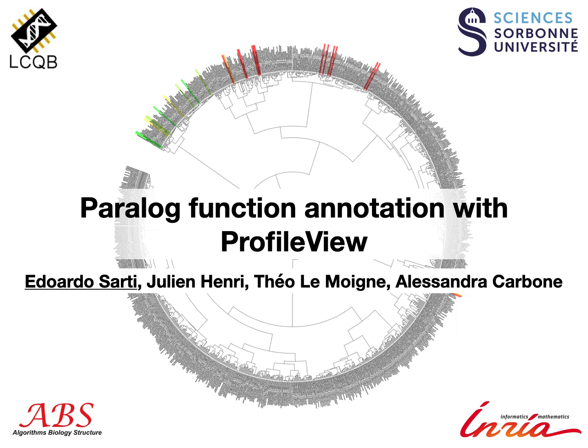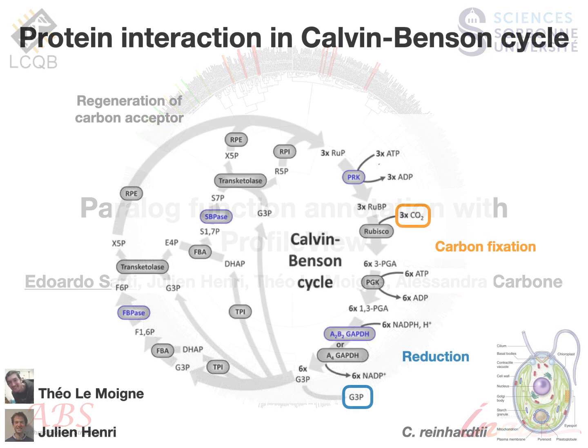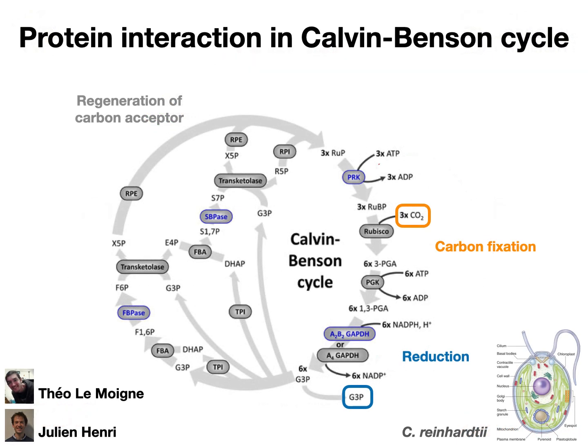My name is Edoardo Sarti, and I will present my work titled Paralog Function Annotation with ProfileView. This work has been done in collaboration with Alessandra Carbone, Julien Henry, and Théo Lemoigne, all at the LCQB laboratory at Sorbonne University. The team led by Julien Henry is doing an extensive effort for determining the structure of all the 11 proteins participating in the Calvin-Benson cycle in Chlamydomonas reinhardtii, a unicellular algal model organism.